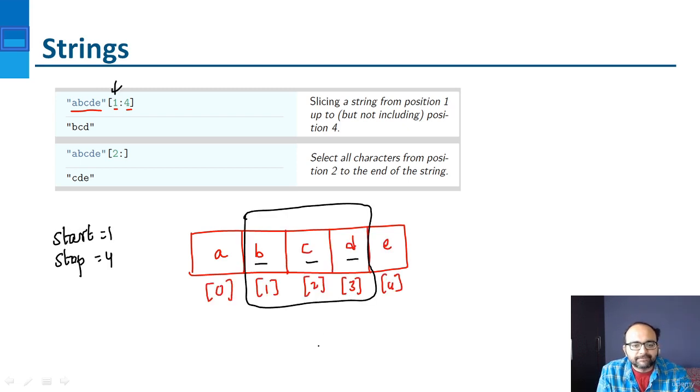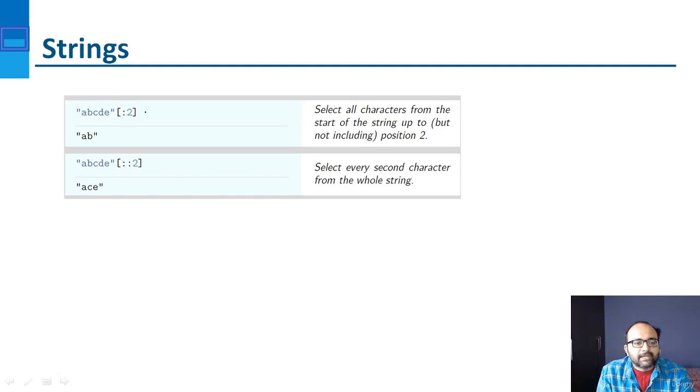BCD gets displayed. And then ABCDE of 2 colon. So starting from 2, it will start displaying till the end. In this case, the result or output will be CDE. And similarly, if you don't specify the starting index, in that case it will start from index number 0 and go up to less than 2. So which means it is going to access index 0 and index 1 content. So A, B will be displayed.